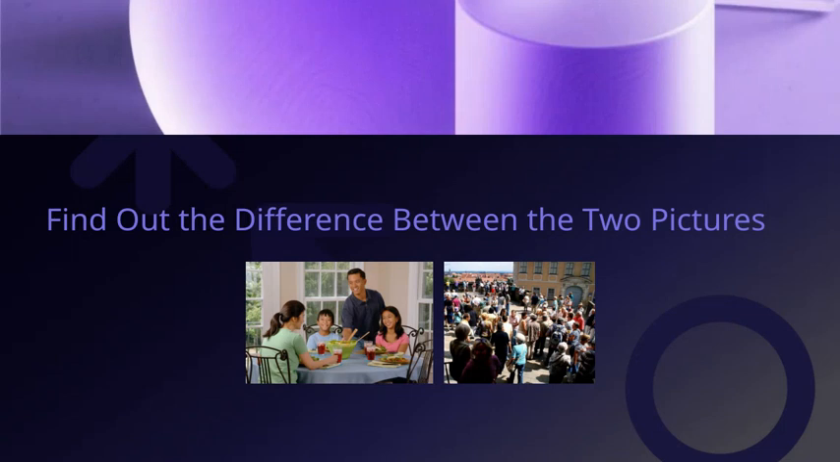Let's take a closer look at these two pictures and see if we can spot the differences. This exercise might seem simple, but it actually highlights an important skill: attention to detail. By carefully examining each element, we can notice subtle changes that might otherwise go unnoticed. This is a great way to reinforce the idea that small differences can have a big impact, especially when we're analyzing data or making decisions. Throughout this presentation, we'll see how paying close attention to details helps us make more informed and accurate choices. So, as you compare these images, think about how this skill applies to the bigger picture we're exploring together.